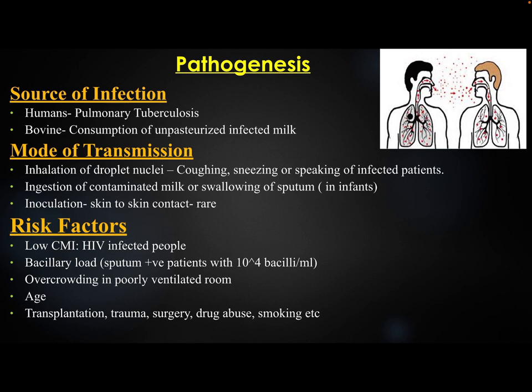What are the risk factors that help in the pathogenesis of this disease condition? Low cell mediated immune response in people like HIV infected people, bacillary load, overcrowding in poorly ventilated rooms, age, transplantation, trauma, surgery, drug abuse, smoking, etc.